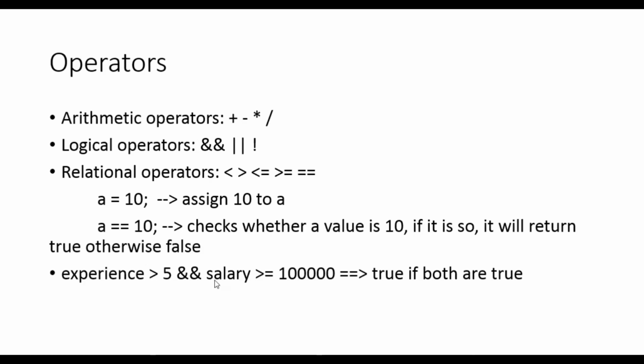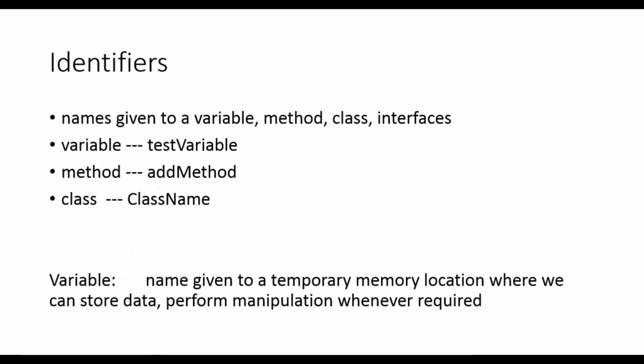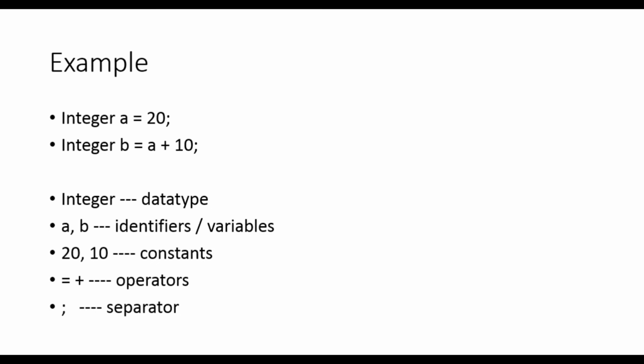It's a basic one, AND and OR. If you are checking for 2 values and if both are true, true will be returned in AND. If any one of them is false, false will be returned. But in OR, if any one of them is true, true will be returned. Otherwise, false. So we have seen the operators.